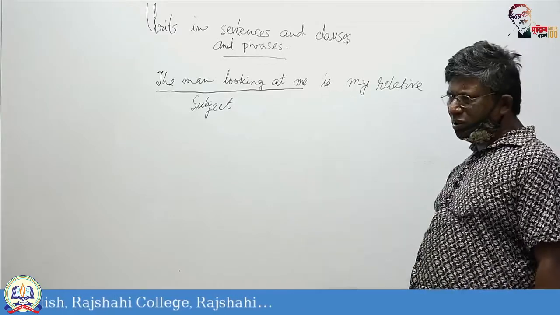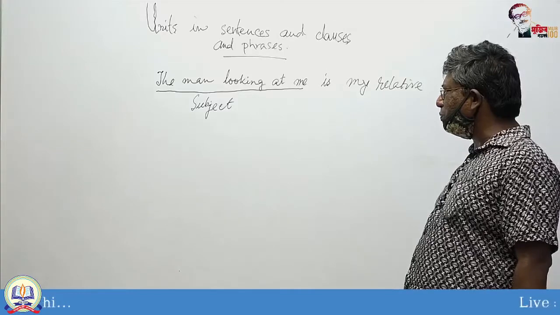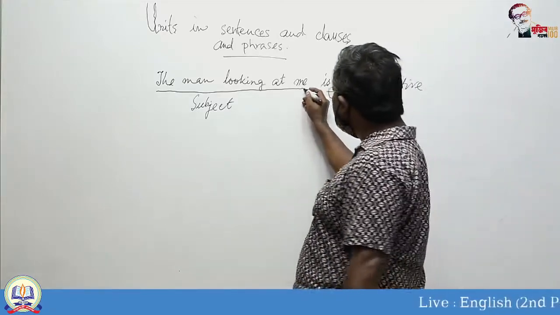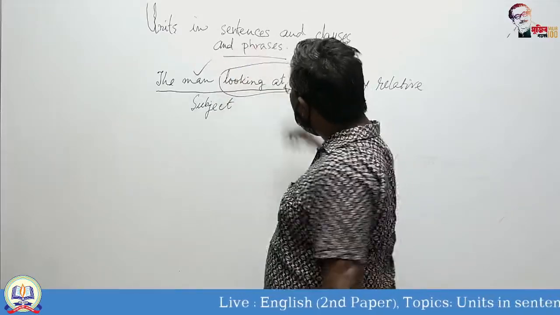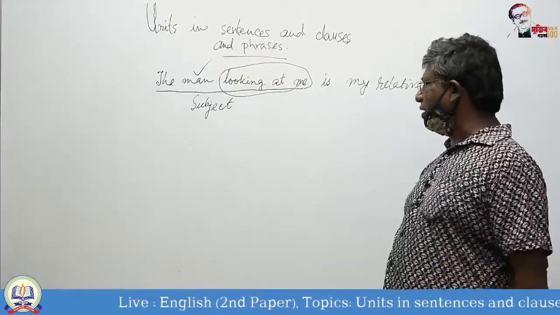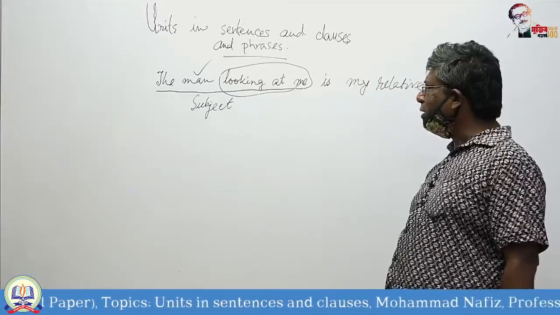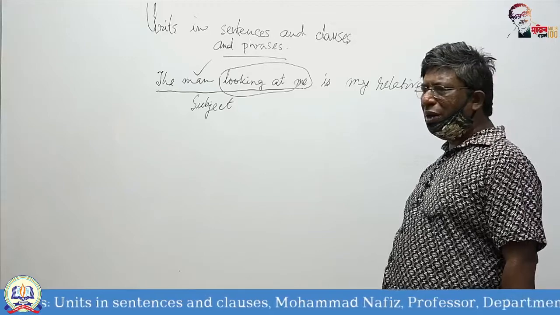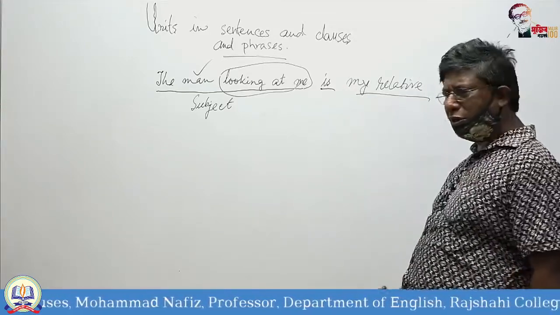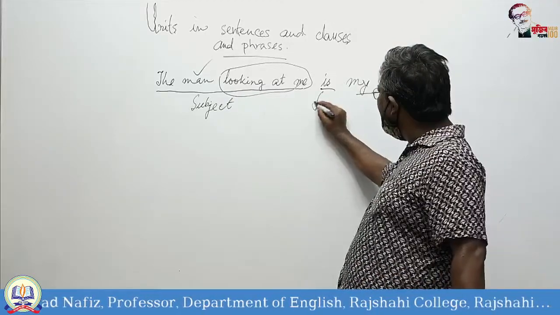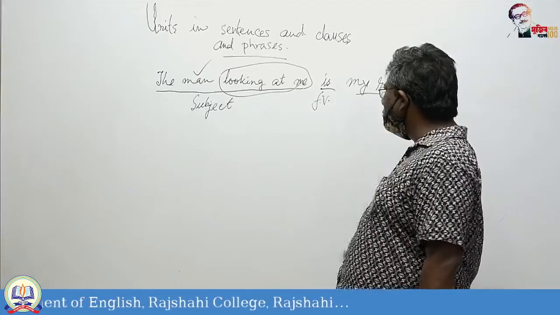When you get such a structure, a noun followed by a present participle phrase, this present participle phrase actually modifies that noun. Here, looking at me is modifying noun man. Thus, the sense is যে লোকটি আমার দিকে তাকিয়ে আছে is my relative, আমার আত্মীয়. Is the finite verb, and my relative is, what is it?